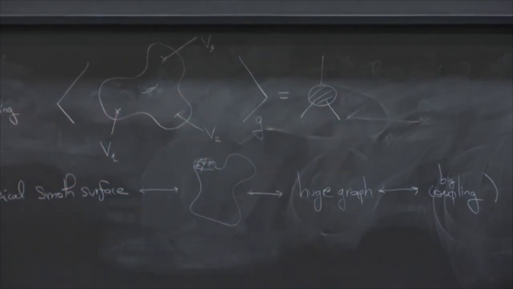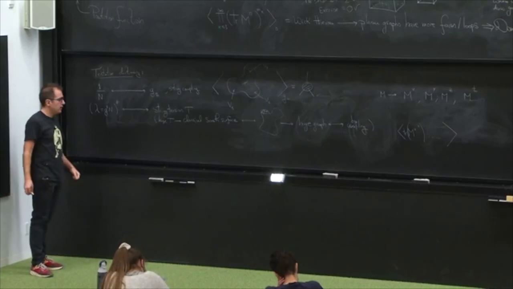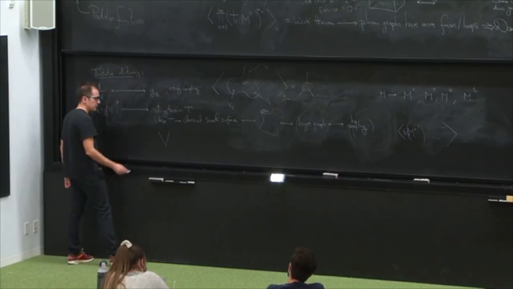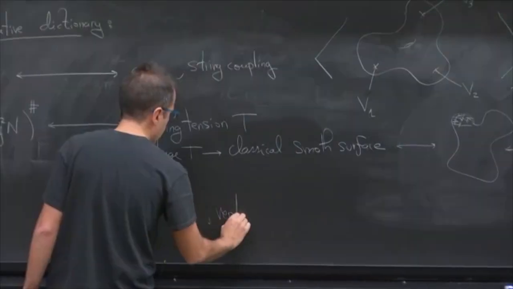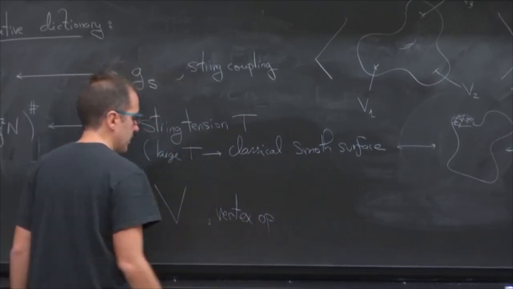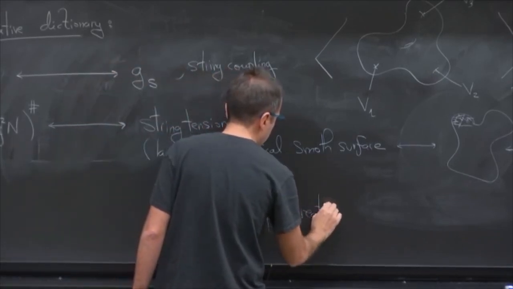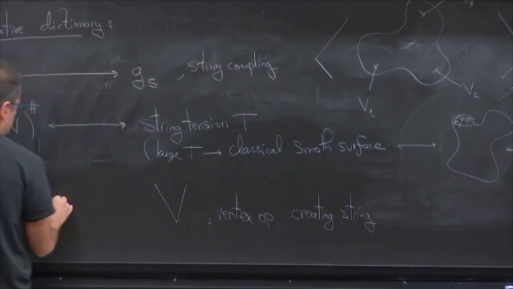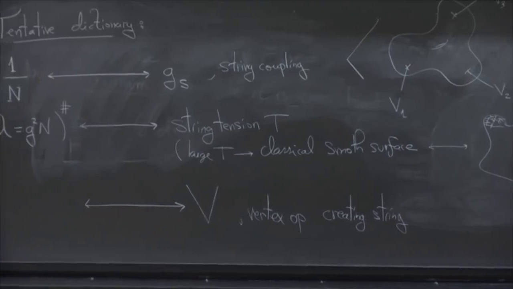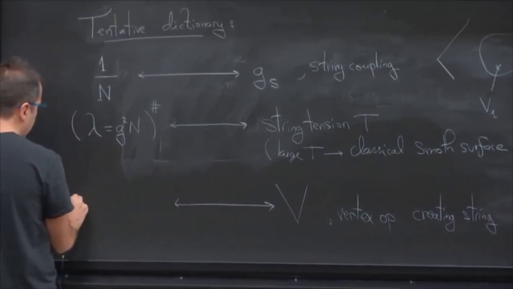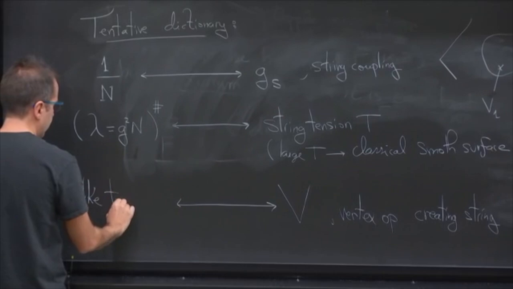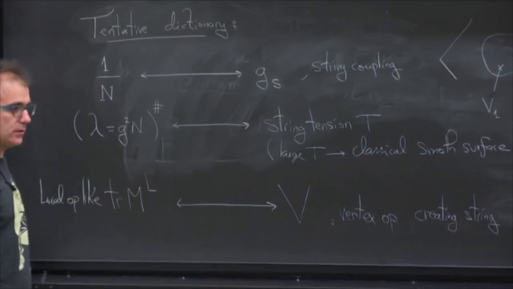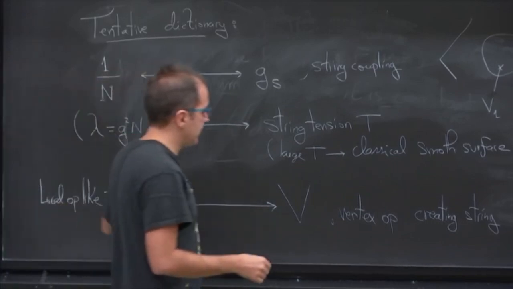So there is an operator V1, V2, V3 that insert a string. And so we have this vertex operator V that inserts the string. V, the vertex operator, creating a string. And the claim is that the picture here is that this should correspond to some local operator, like schematically trace of m to some power L. So this one is easy to see, so let's see this last one.